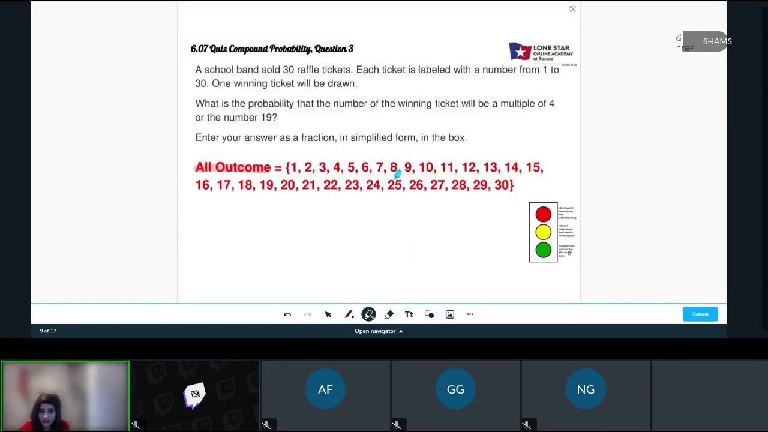We want the probability that the number of the winning ticket will be a multiple of 4. Let's see the multiples of 4. This is a multiple of 4, multiple of 4. Everybody mark your multiples of 4. You want either multiples of 4, or, which means add, the number 19. And this is number 19. So all these shaded ones are favorable outcomes, right? Total outcomes are 30 because there are 30 tickets.